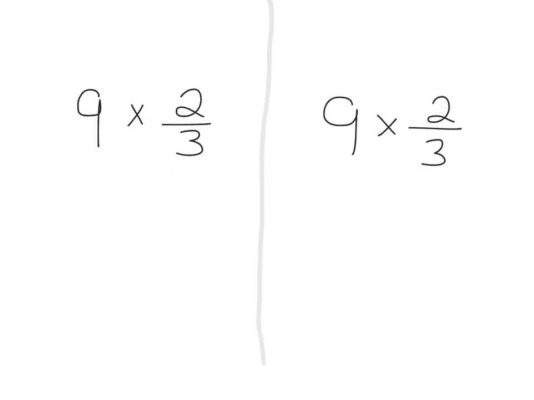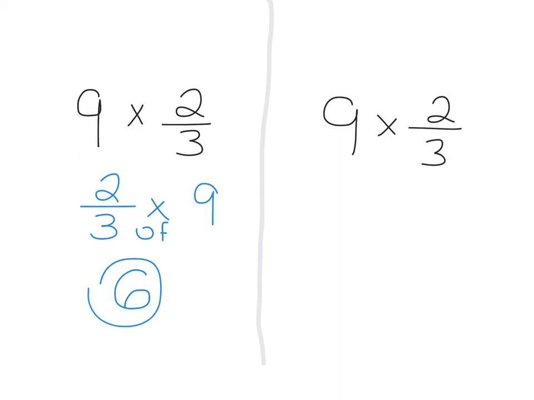Now we have 9 times 2/3. If you want to solve this in your head, it might be easier to think of it as 2/3 times 9, or 2/3 of 9. So 2/3 of 9, well, 1/3 of 9 is 3, and 2 of those makes 6. So now over here on the right side, we can just multiply. And so I'm going to take the 9 and put it over 1, because 9 is the same as 9 over 1. And I can simplify here.